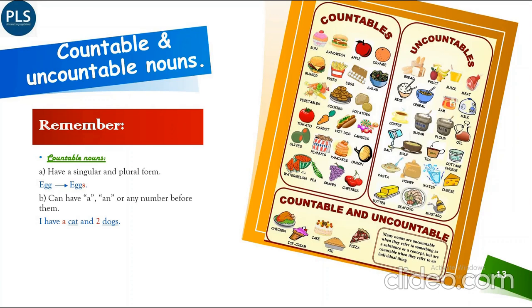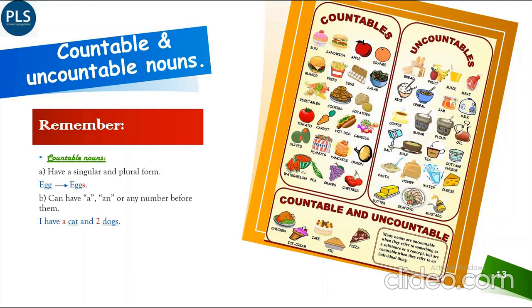Like here the word egg, we can add s to it and we can say eggs, plural. And we can count it by one separately. We can say I have an egg, one egg. Or we can also say I have 2 eggs, 3 eggs, and so on. Also the word apple, the word orange, the word cookie. We can say I need or I have one cookie, or we can also say I have two cookies, three cookies. We can add it in a plural form.